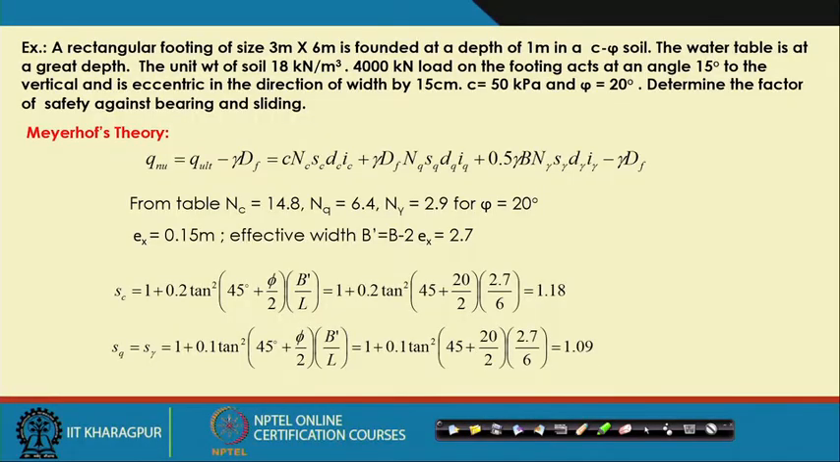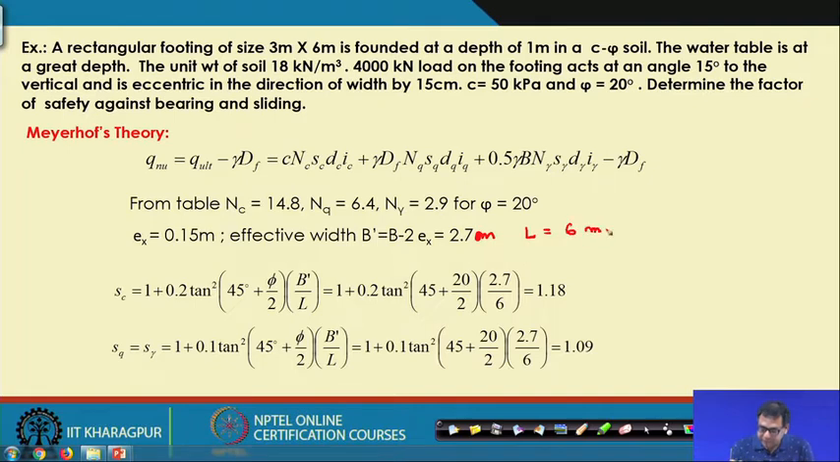And so, now the Ex value is given as 15 centimeter, that is 0.15. So, the effective width will be 2.7 meter, and L will be 6 meter, as there is no eccentricity in that direction.